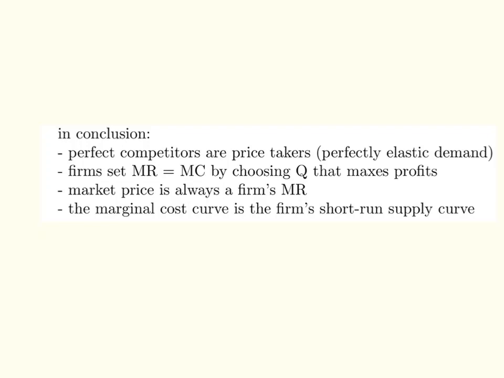Firms set marginal revenue equal to marginal cost by choosing a quantity that maximizes profits. So we saw that in the previous slides, that the firm will see where the marginal revenue is, which again is the market price, and will choose the quantity that aligns marginal revenue and marginal cost. And this will mathematically be the profit maximizing decision of the firm within the context of the market conditions, most specifically the current condition of the market price. The market price is always a firm's marginal revenue.